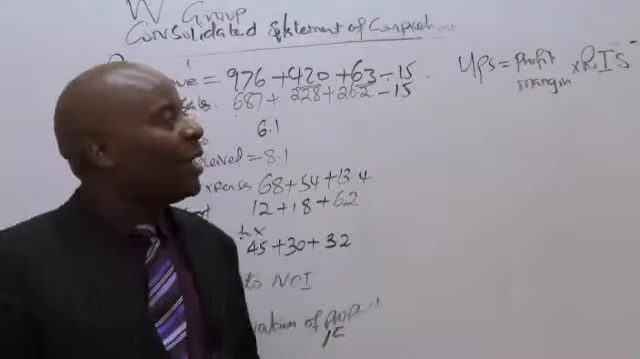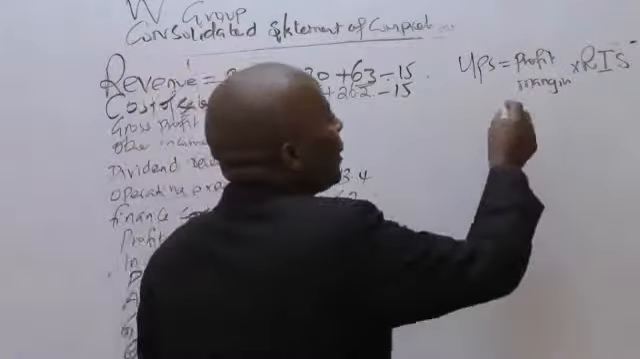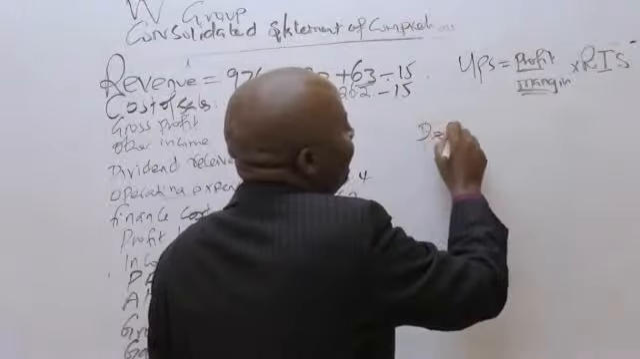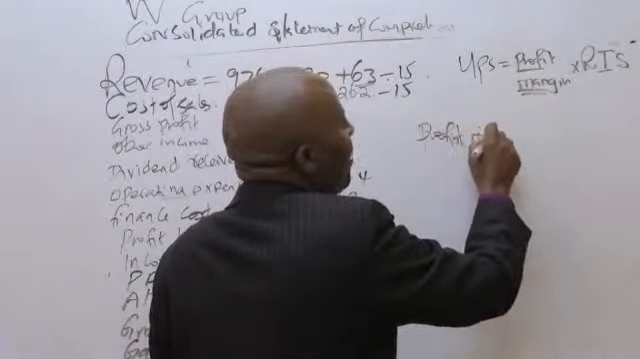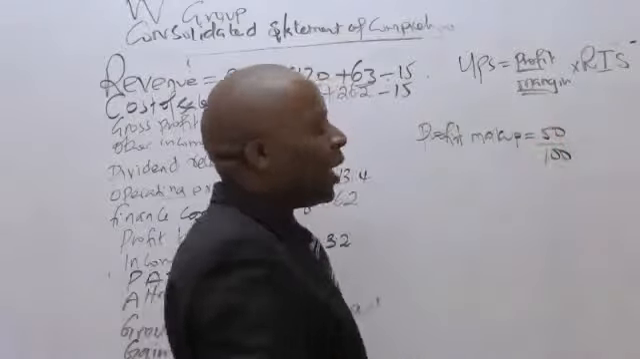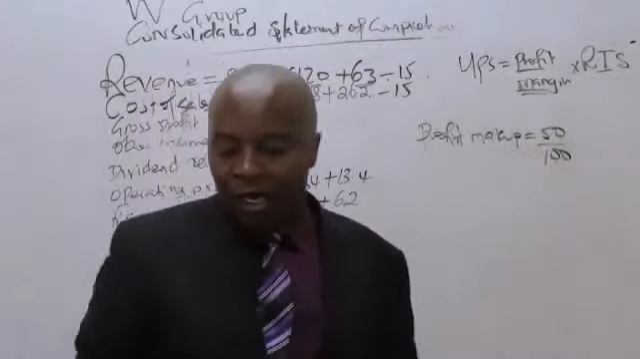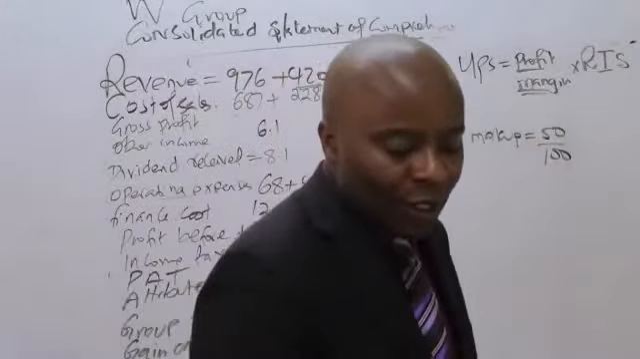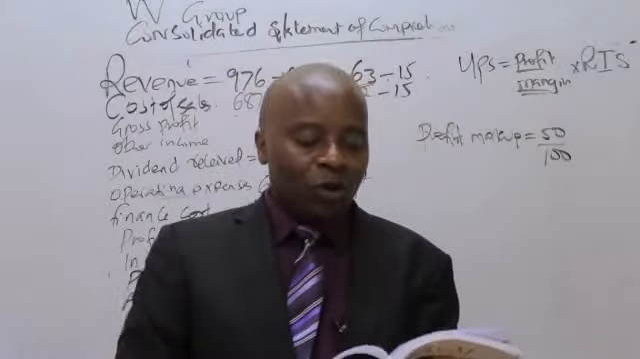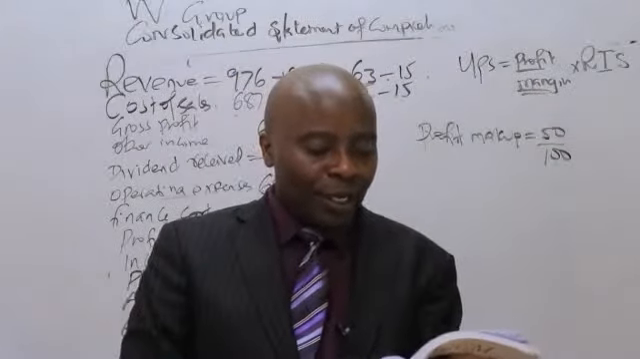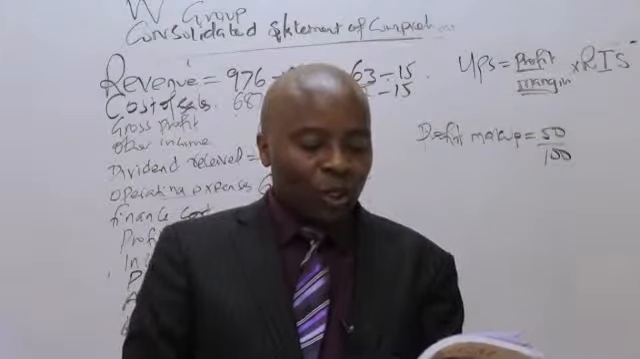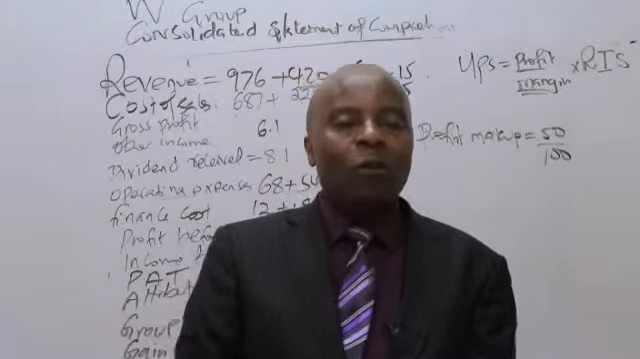These guys, instead of giving me profit margin, have given me profit markup, and they have told me that the profit markup is 50 over 100. If you read note number 4, they have told me here that these goods were sold by W Limited at a markup of 50%.